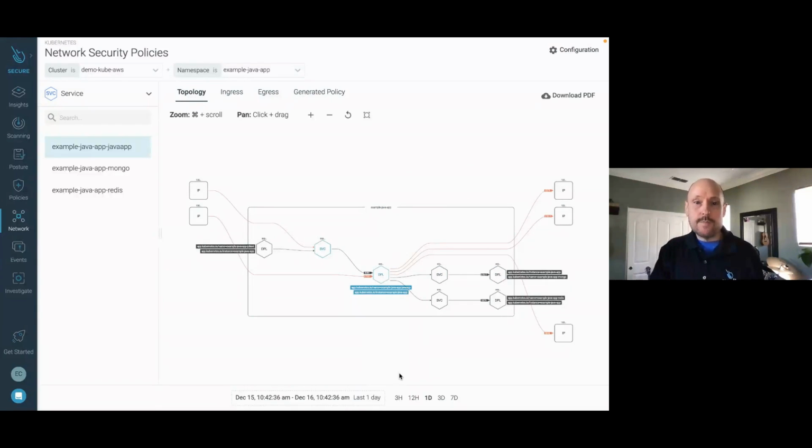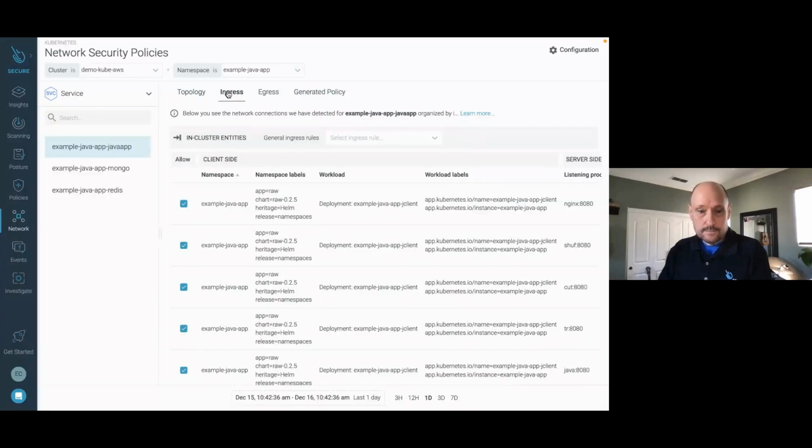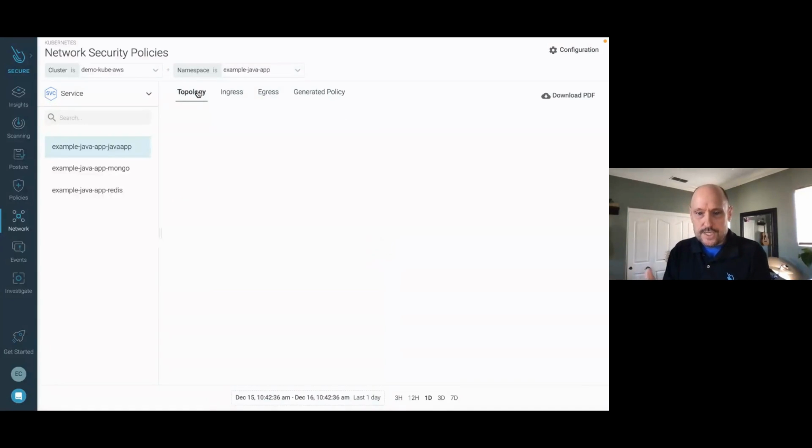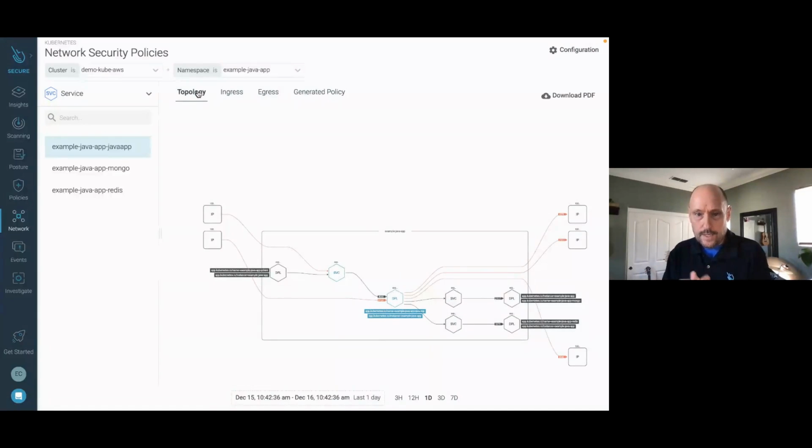Well, what we're trying to do is make it easier for you to check things like ingress, what's coming in and going into my environment, and maybe decide what makes sense and what doesn't, and egress, same kind of concept, right? And to make those changes, to visually see, okay, yeah, this is what I want, and then generate a policy for you.